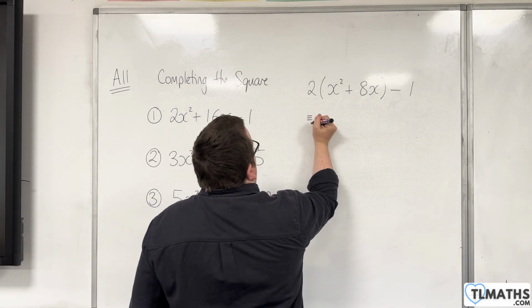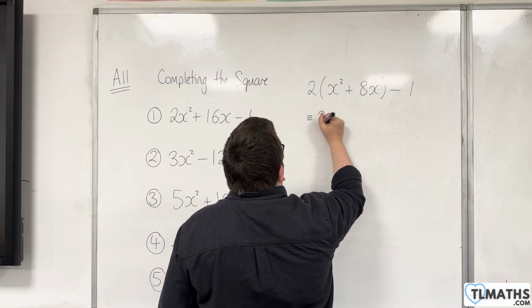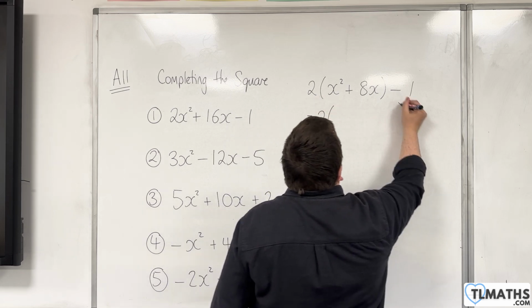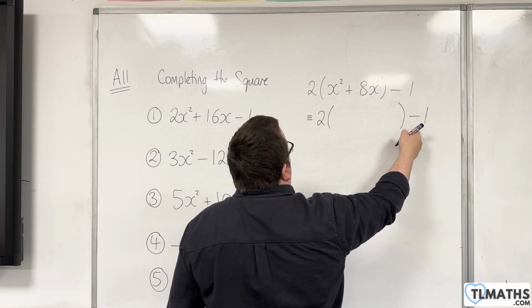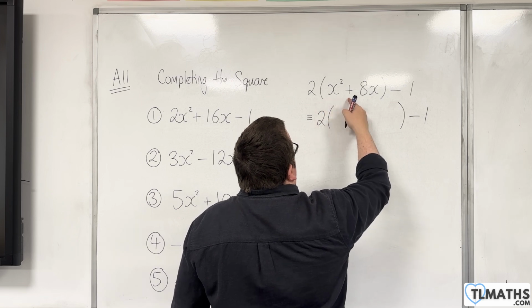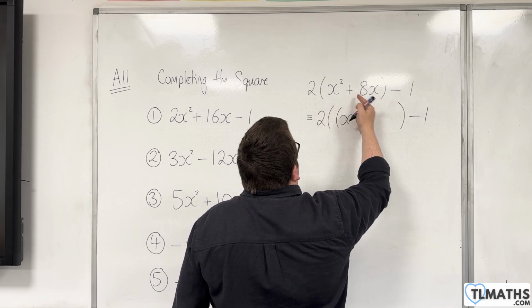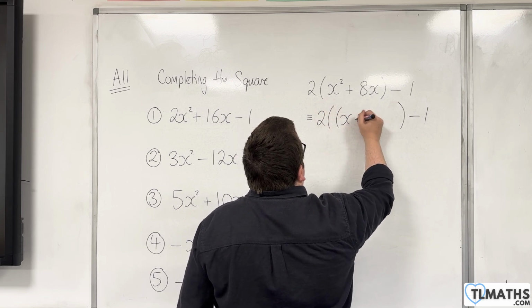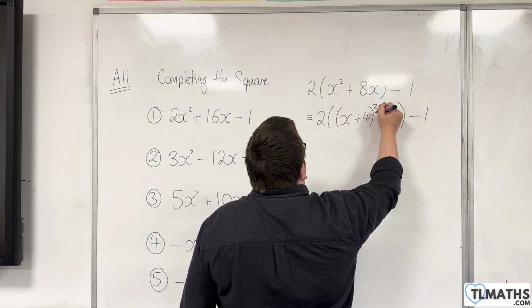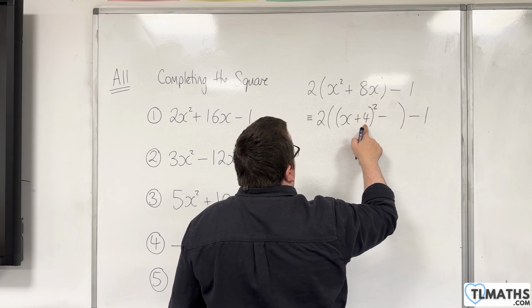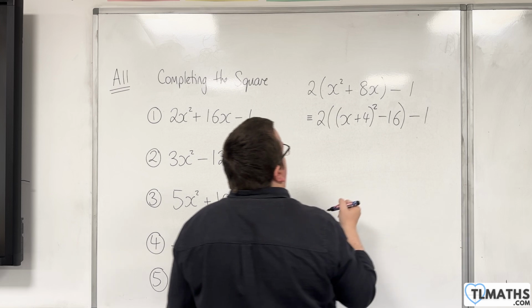Then I complete the square on what's inside the bracket. So we've still got the 2, and we're still going to have the minus 1. So we have x in a bracket plus half of the 8, so 4 squared, and we take away this number squared, so take away 16.